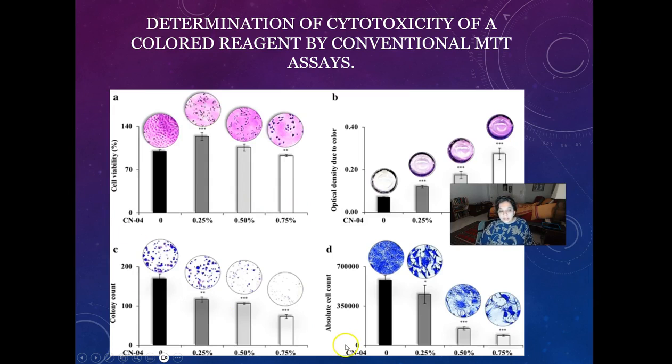Here you have the colony count, and you can see the reduction in number of colonies in a dose-dependent manner. Here again, if you were to look at absolute cell count, you see a reduction in actual cell number in a dose-dependent manner as well.